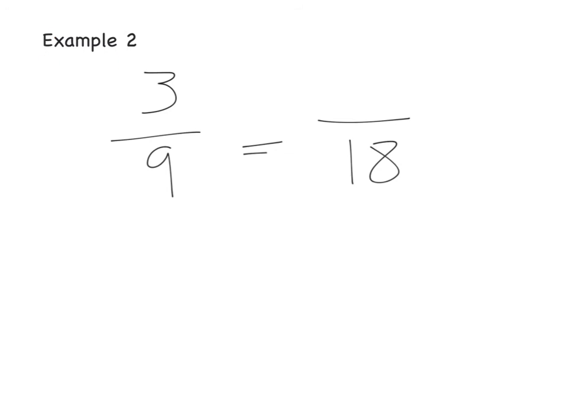Example 2 here asks us to make an equivalent fraction of 3/9. So 3/9 is the same as something over 18. And I'm going to follow my 2 steps. The first thing is I draw my arrow from 9 to 18 and I ask myself the question, what do I have to do to 9 to get 18? And the answer is I must multiply it by 2. Let's recheck. 9 multiplied by 2 gives me 18, so that works.